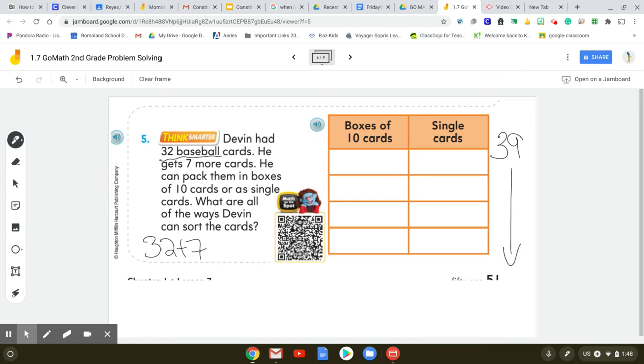Everything has to be 39 down here. He can pack them in boxes of 10 or a single. So how many 10s and how many ones do I have? I have to start with that. I have 3 10s and 9 ones. Now I'm going to take a 10 from here and bring it to this column because we're making a pattern. So this is going to become 2 10s and 19 ones. And let's have you finish it. This should be 1 10, 29 ones, and 0 10s and 39 ones.